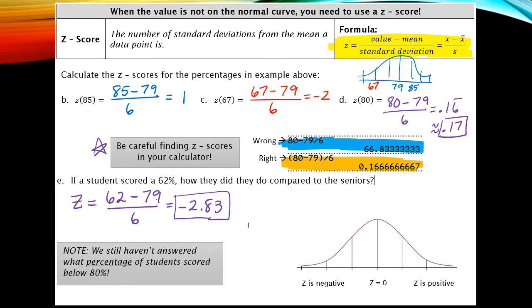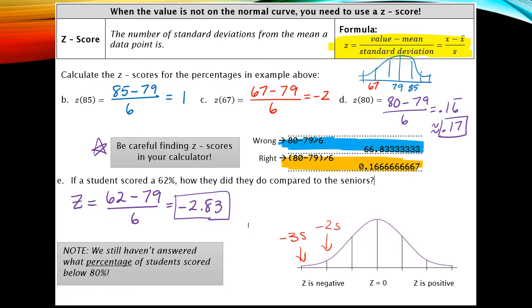The fact that it is -2.8, that's actually a pretty big number, meaning that it would be pretty far to the left of the mean, because remember, when you're looking at your normal curve, this is -3 standard deviations away. This is -2 standard deviations away.